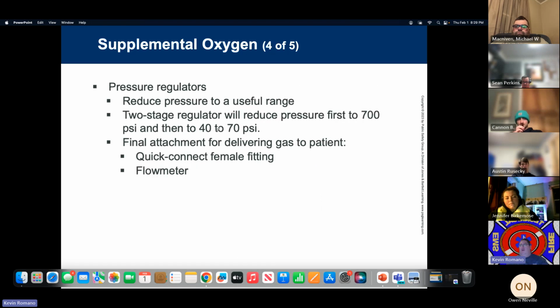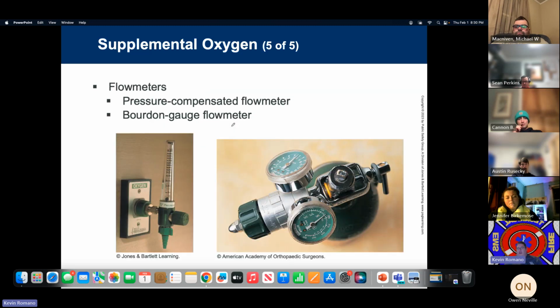All right, pressure regulators reduce pressure to a useful range. The two-stage regulators will reduce pressure first to 700 PSI, then 40 to 70. I'm going to show you that hopefully in the next slide here. Final attachment for delivery would be the quick connect female fitting and a flow meter. So let me go to the next slide. I'll show you this here.